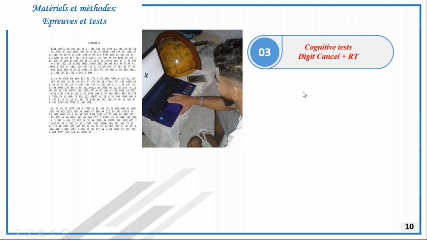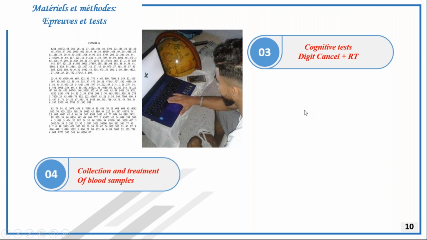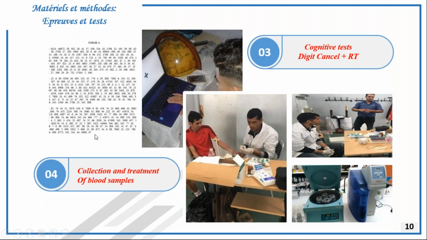The third tests used in the study, we have the digit constellation test on the left and the reaction time test on the right. For the digit constellation test, participants will constellate every number of 3 digits in 1 minute. And for the reaction time tests, participants will push the space bar of the computer as quickly as possible for 10 times. Finally, the final test is the collection and the treatment of blood samples. Here we collect all the blood samples, and we will take them to the laboratory of medicine to analyze them and give the results.